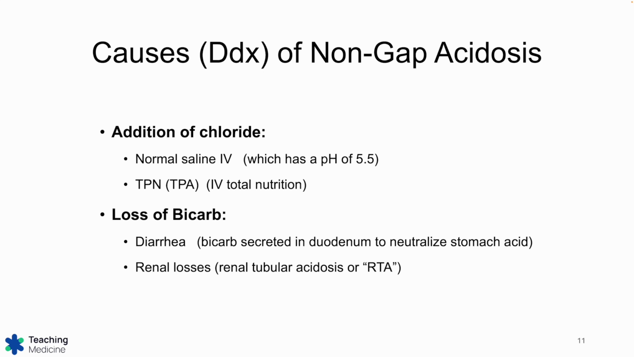And then there are some renal conditions. One of them is called renal tubular acidosis, or RTA, and you can lose bicarb in the urine as well. So these two major categories, addition of chloride or loss of bicarb, are the most common causes of a non-anion gap metabolic acidosis.